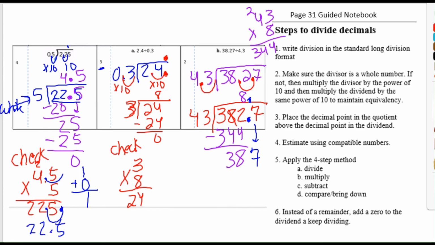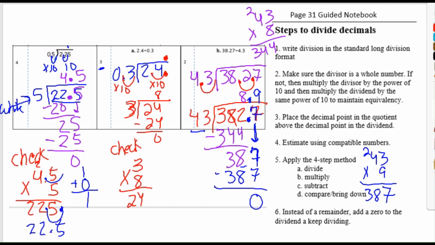So I'm going to see what 43 times 9 is. I'm going to do it over here. 9 times 4 is 36, plus 2 is 38. So I know that since I brought down the 7, I need to put how many times 43 goes into 387 right above that 7 that I brought down, which is 9 times. And 9 times 43 is 387. So I can go ahead and subtract those 9 groups of 43. And that's going to give me a 0. So I can say that 4 3/10 goes into 38 and 27/100, 8 and 9/10 times, because all we did was make an equivalent fraction.